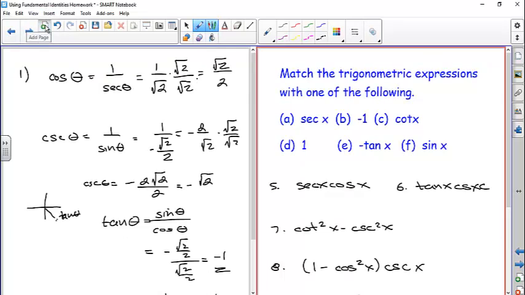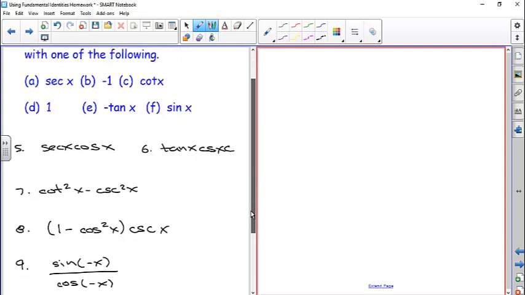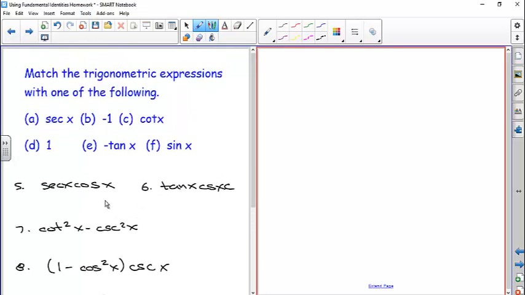Match the trigonometric expressions with one of the following. So basically what we need to do is take the 5, 6, 7, and 8. I don't know if there's a 9 and 10 here somewhere. 9 and 10, yeah. So what we're going to do is use the trig identities to try to reduce them to something that we can pick out one of these solutions.